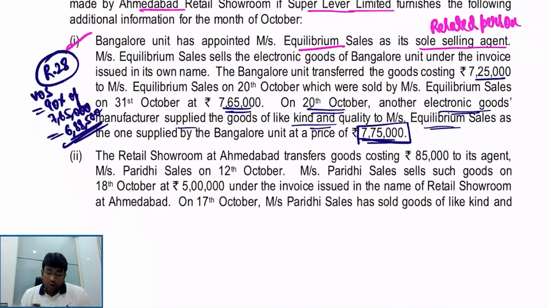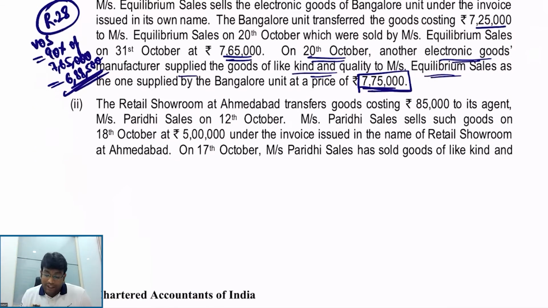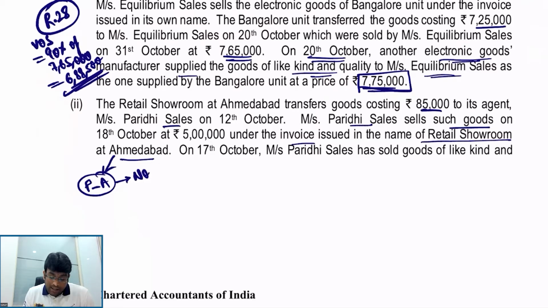Next. The retail showroom at Ahmedabad transfers goods costing 85,000 to its agent, Paridhi Sales. Paridhi Sales sells the goods on 18th October under the invoice issued in the name of the retail showroom at Ahmedabad. So this is not a principal to agent supply, and this is not taxable, because taxability will come only when the agent issues an invoice to the customer in its own name. If the agent issues the invoice to the customer in the name of the principal, then it is not taxable at all. P2A is not taxable. It is not covered in Schedule 1, supply of goods by principal to agent.